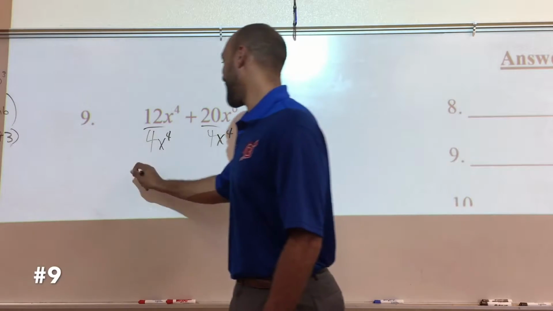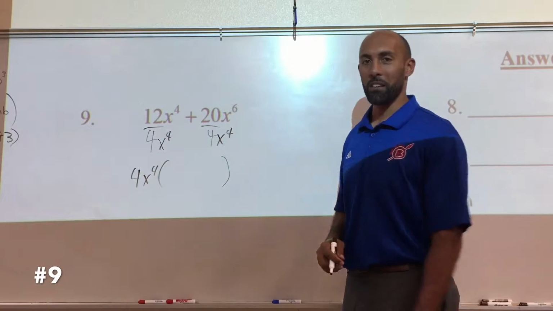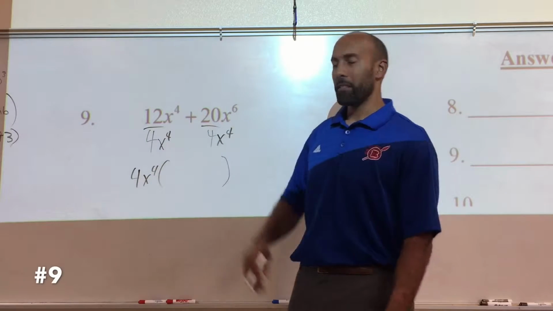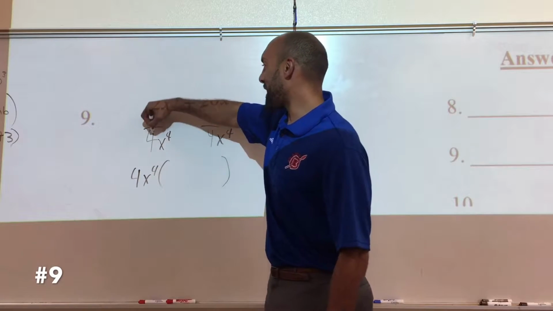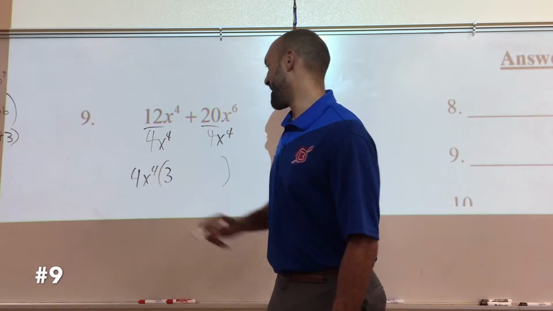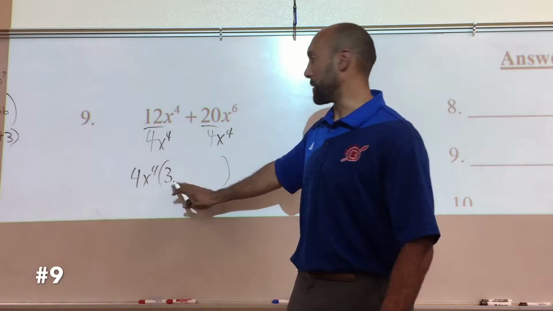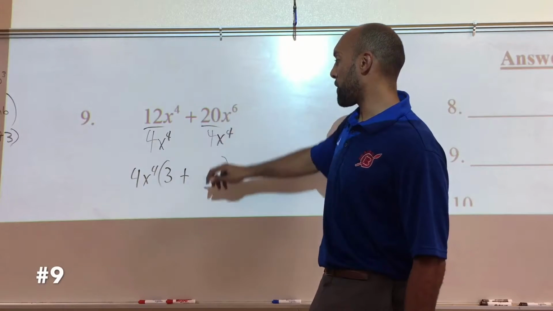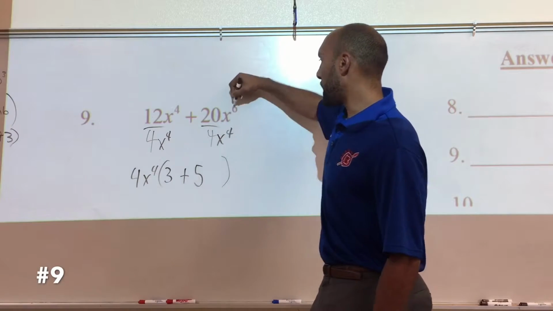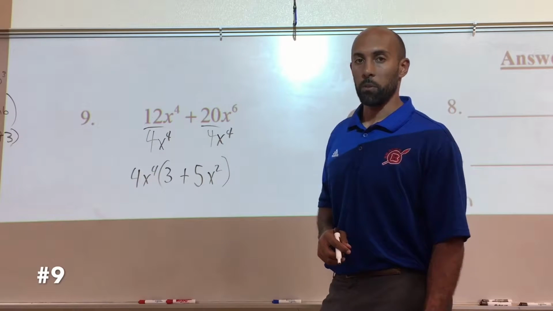Here we go. 4x to the 4th times, let's complete the expression, everyone. 12 divided by 4 is 3. Then if I have 4 here and 4 here, I don't need any more, so I'm done. Okay, so 20 divided by 4 is 5. If I have 6 here and 4 here, that means I have 2 that I need to complete the expression.